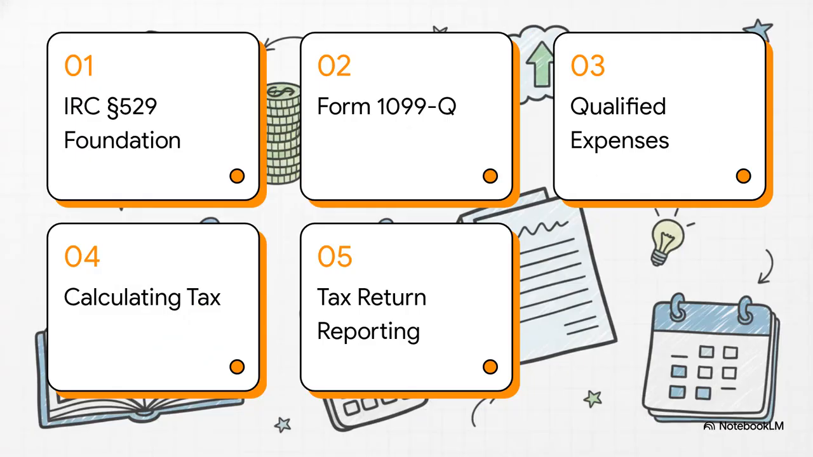So here's our game plan. We're going to start with the legal foundation, right in the Internal Revenue Code. Then we'll jump to the practical trigger for all this paperwork, Form 1099-Q. After that, we'll nail down exactly what counts as a qualified expense, walk through the precise math for figuring out any taxable earnings, and then finally, we'll close the loop and show you exactly where this all goes on the tax return. It's the complete journey of compliance, from start to finish.